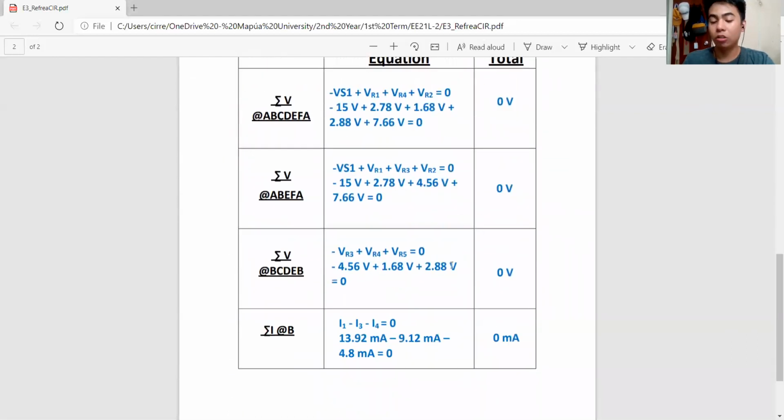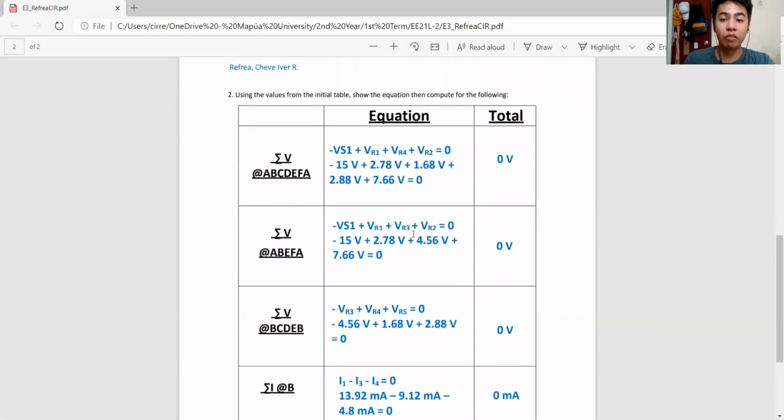So moving on, we are now going to solve for table 2. So this is the first formula for the first item. Negative VS1, which is the switch, plus the voltage of the first resistor, the voltage of the fourth resistor, and the voltage of the second resistor must equal 0, as stated in Kirchhoff's voltage law.